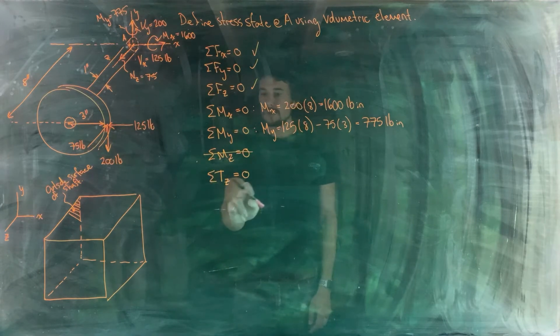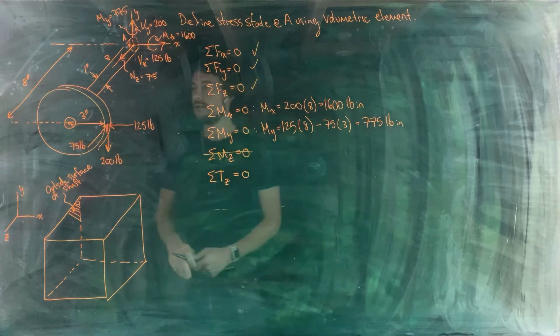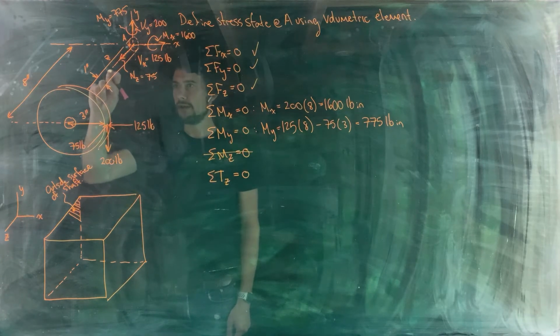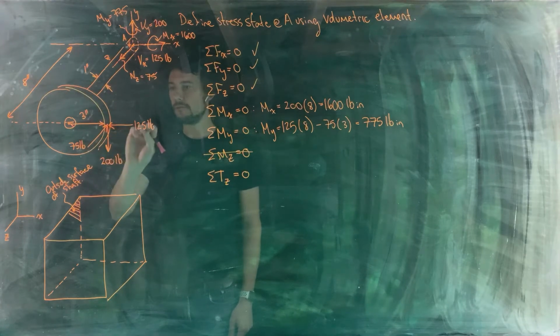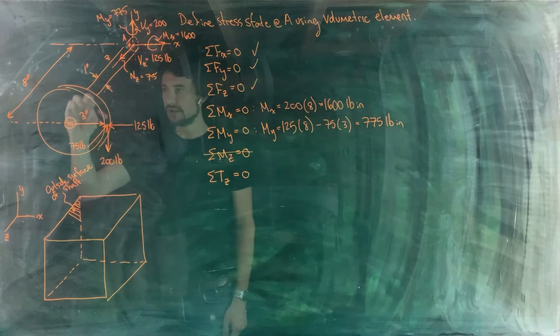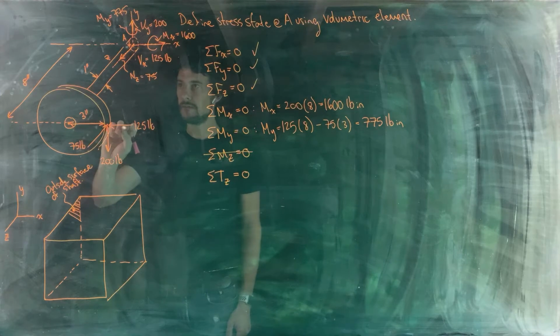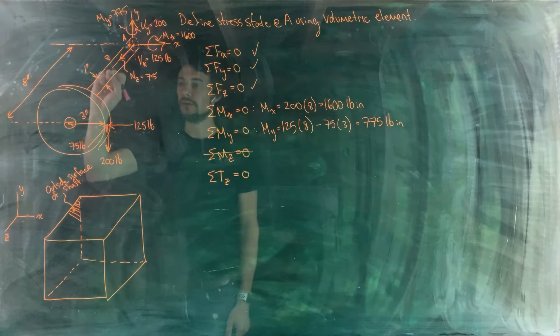All right, and the torque about the z-axis. Okay, the 75-pound load is parallel to the z-axis, so it doesn't create a torque. The 125-pound load, if you project that forward and you project the z-axis this way, they would cross each other right in the center of the gear there. So the 125-pound load does not create a torque about the z-axis.